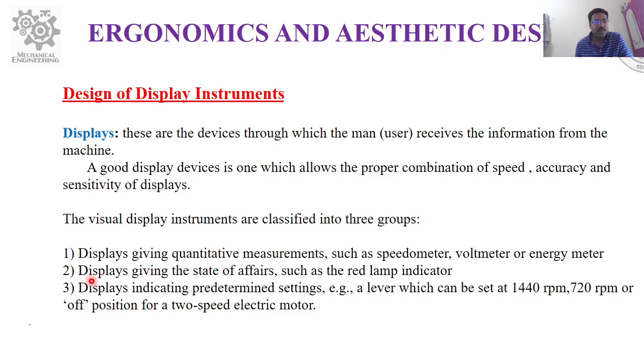The second one is displays giving the state of affairs, such as red lamp indicators. The third is displays giving indications of predetermined settings, for example, a lever which can be set to 1440 rpm, 720 rpm, or the off position for a 2-speed electric motor. These are the three basic classifications of display systems.